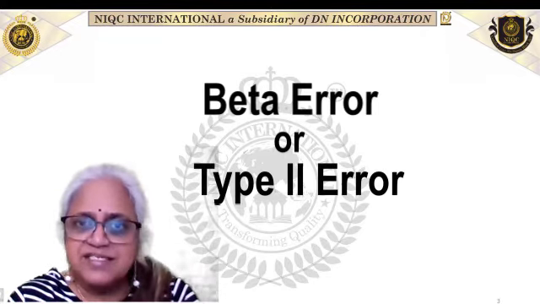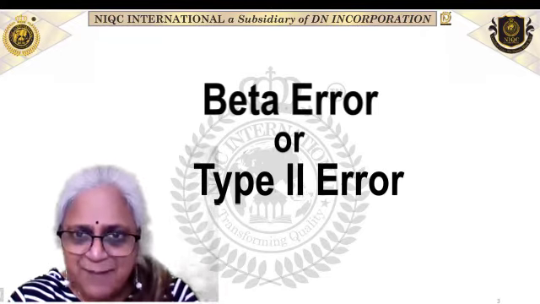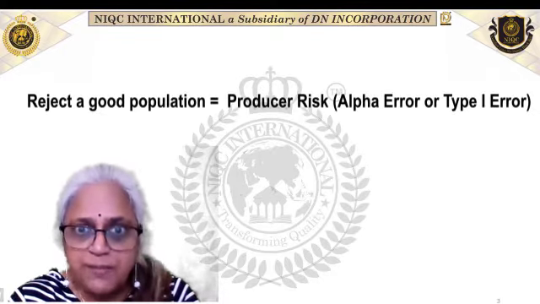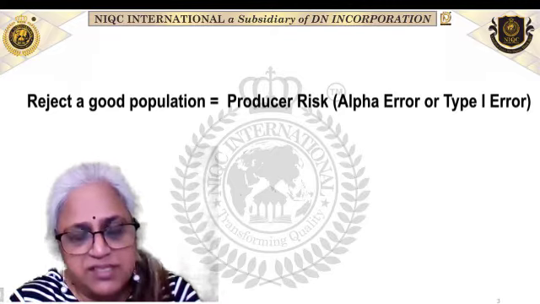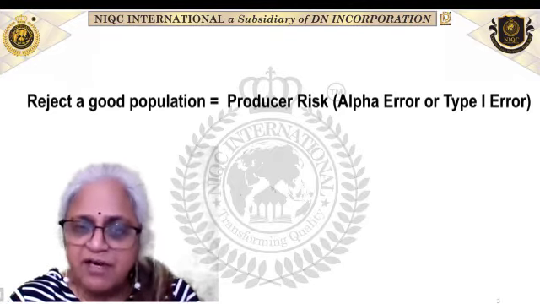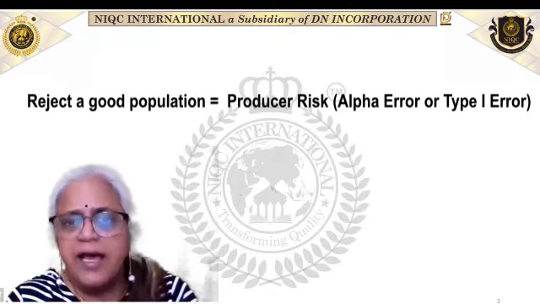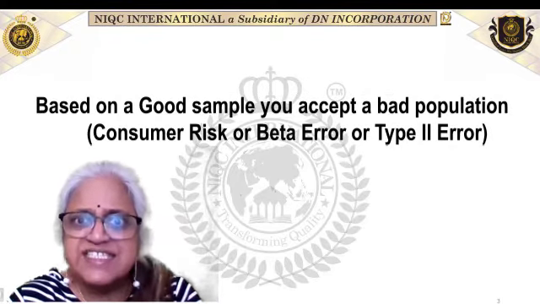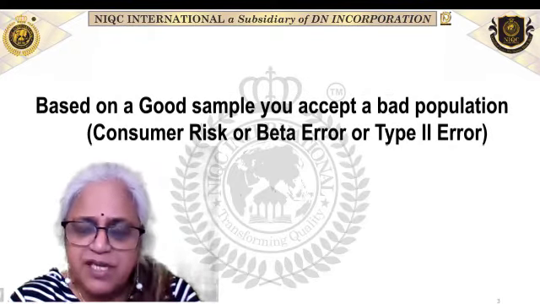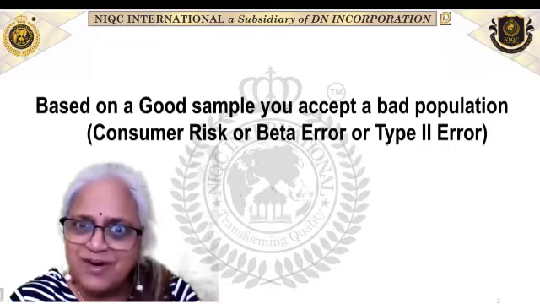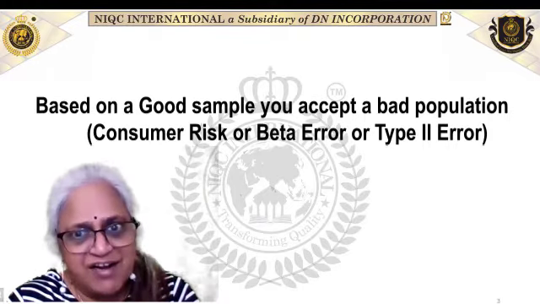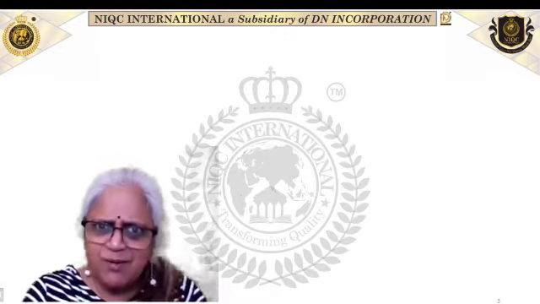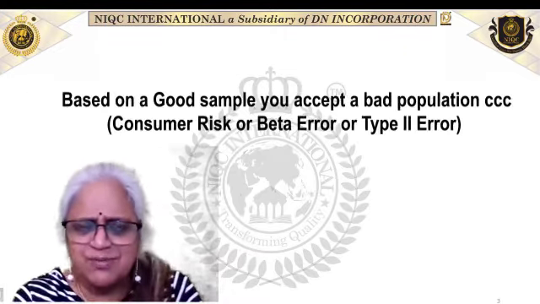So based on a bad sample, if you reject a good population, it's a producer risk or alpha error or type 1 error. And based on a good sample, if you accept a bad population, it's called a consumer risk or beta error or type 2 error. So that's it. Now you know what a producer risk is and what a consumer risk is.